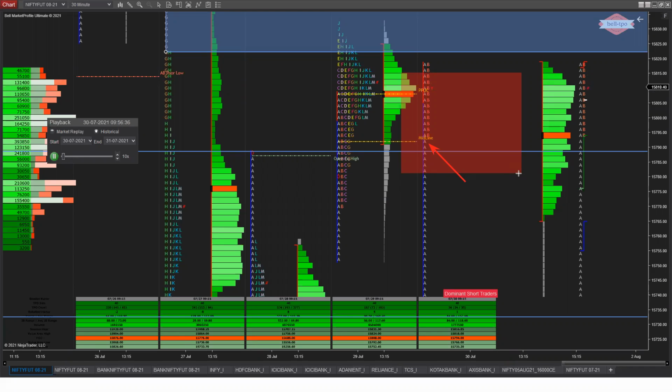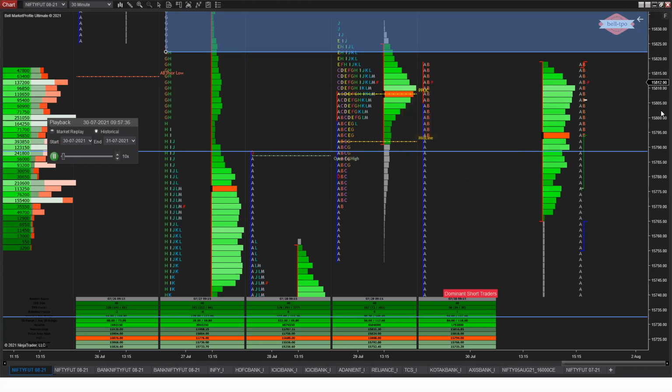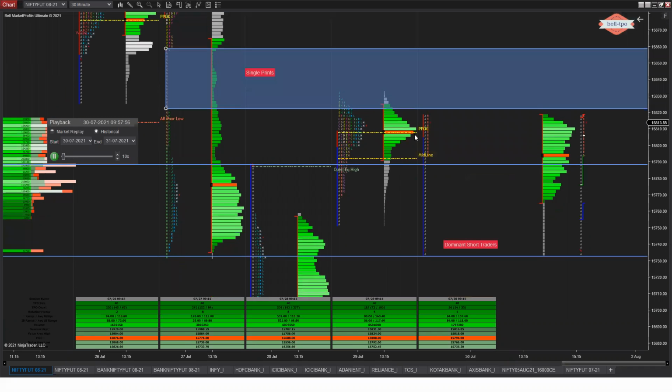I was looking for an uptrend only. But my view on that particular day was that if at all there could be any uptrend, maybe the limitation could be maximum up to that single print zones, maybe something like that. So maybe they could settle down. This was my thought process there.